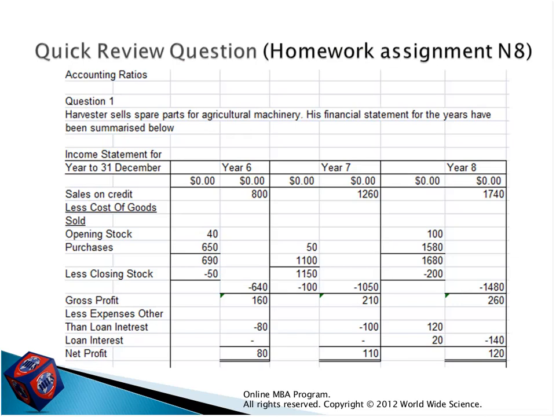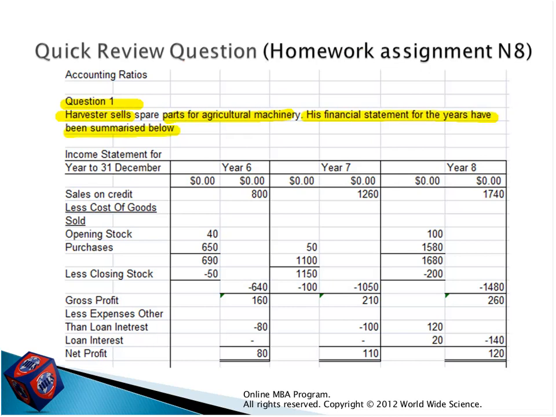Okay, let's continue with a quick review question with the practical exercise in the class. This is a practical exercise based on the ratio analysis. The question: given your assignment, the Harvester company sells spare parts for agricultural machinery. Its financial statements for the years above have been summarized below.